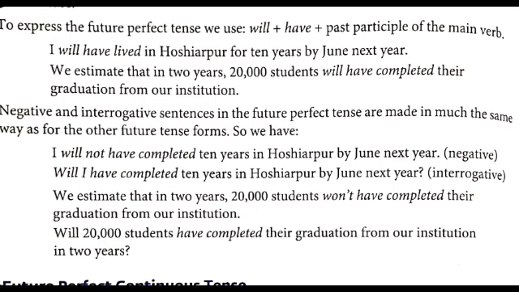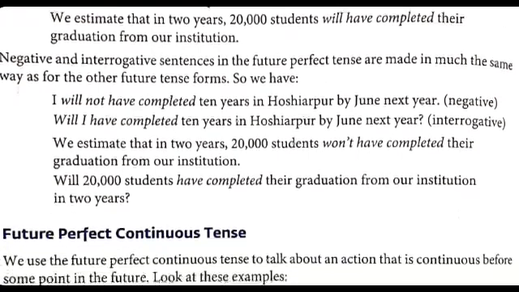For example, it will have will plus not plus have plus the past participle of the main verb. And in order to ask a question, you will have will plus the subject plus have plus the past participle of the verb.